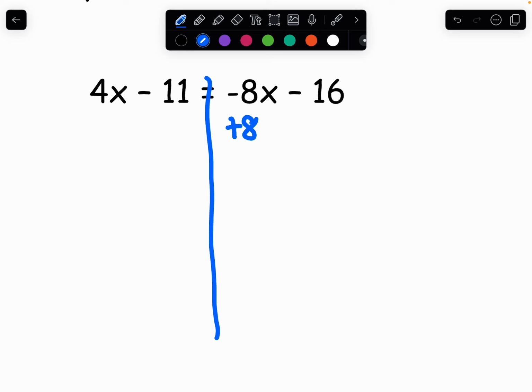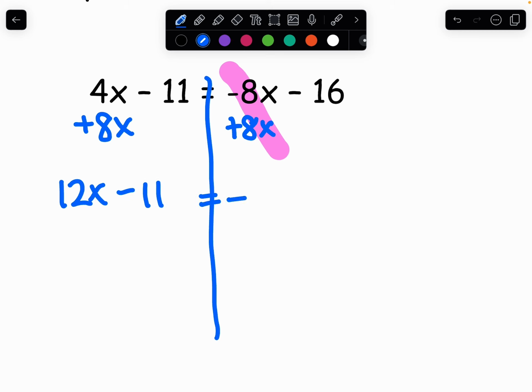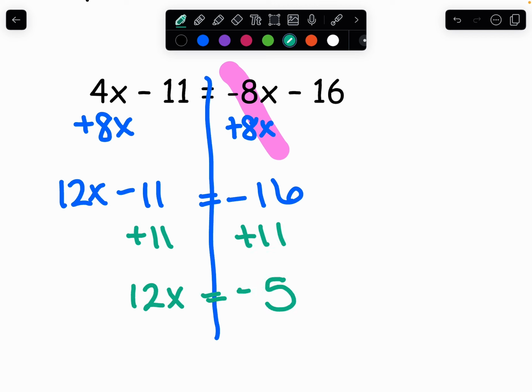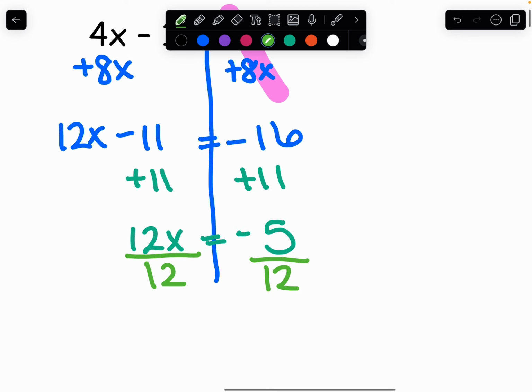So I'm going to add 8x to both sides. The reason I'm going to do this is because it's going to cancel that out. It's going to make it go to 0. And so 4 plus 8 is 12. So I get 12x minus 11 equals negative 16. Add 11 to both sides to get 12x equals negative 5. And then my last step is to divide both sides by 12 to get x equals negative 5 twelfths.